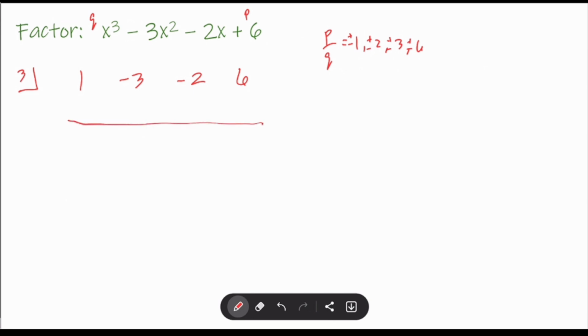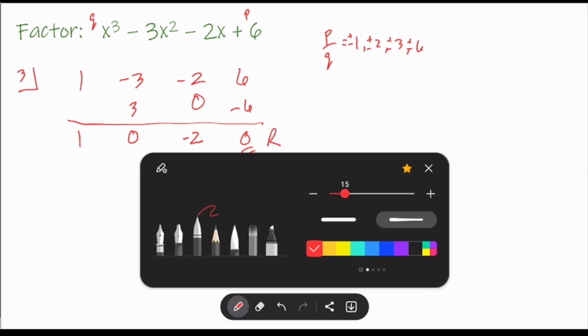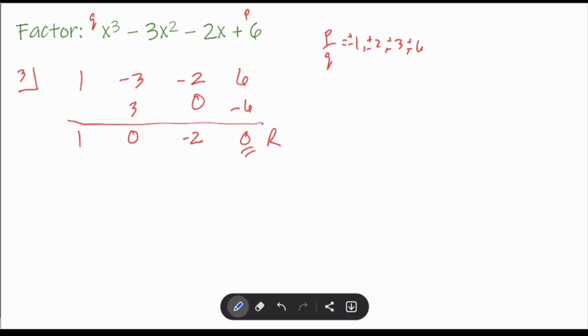So it will be 1, and then 1 times 3 is 3, -3 plus 3 is 0, 0 times 3 is 0, and then -2 and 0 is -2, and then 3 times -2 is -6. So it's giving you a remainder of 0. So that means the 3 is the correct factor that we are looking for.